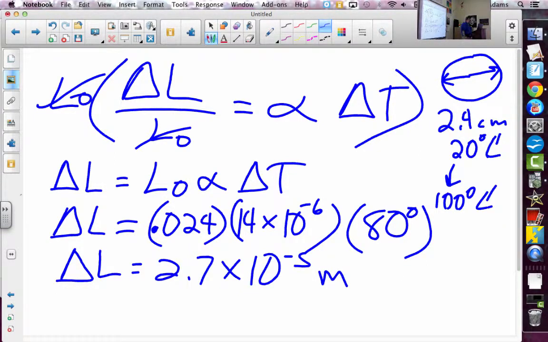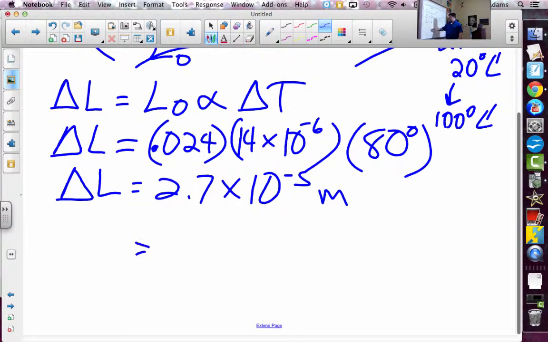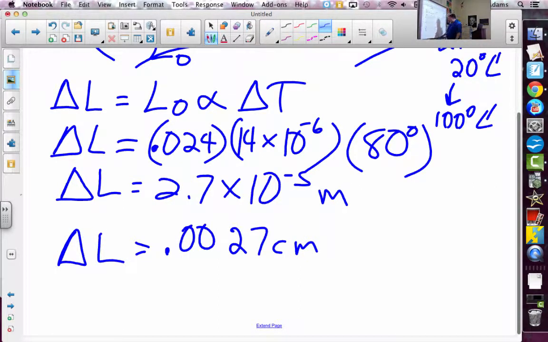Right? And if you convert that, it's like 2.7, it's like 0.00, how many zeros are there? 2? Yeah. 27 centimeters. So that's pretty small. So it'll expand, but not a whole lot. Does that make sense? Any other questions?